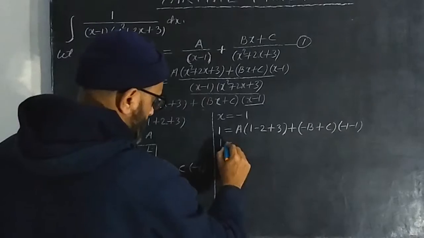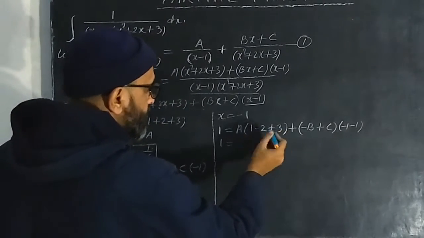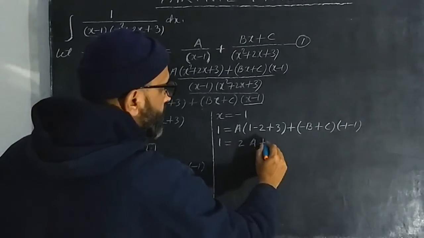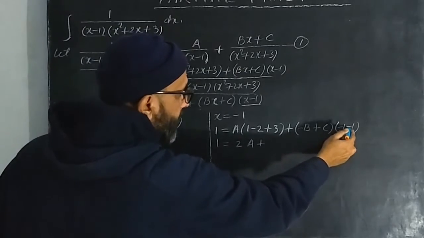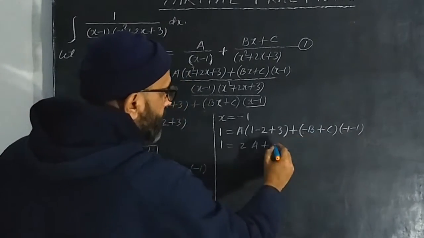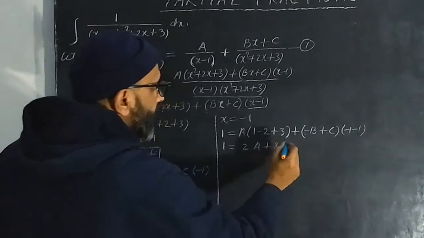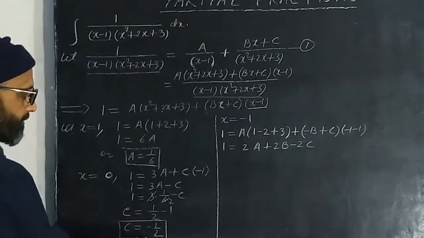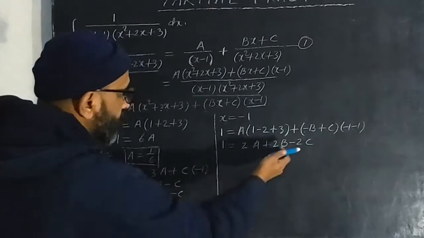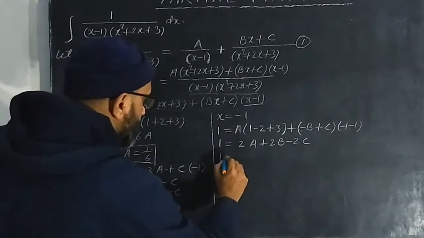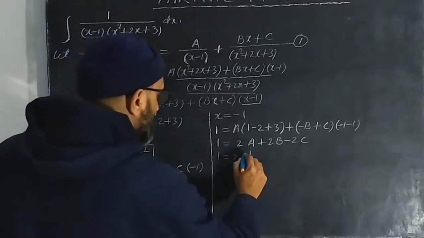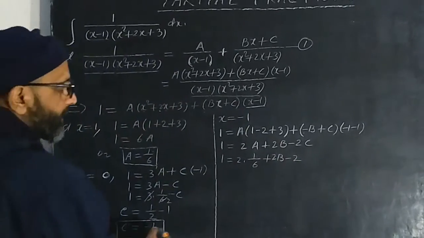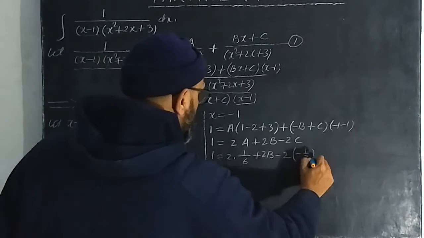So simplifying, we get 1 is equal to 1 plus 3 is 4, 4 minus 2 is 2, so we get 2a plus, because there is minus 1 it becomes minus 2, and minus 2 multiplied by minus b becomes plus 2b, and minus 2 into c is minus 2c. Now substituting the value of a and c we have already calculated, in this expression we may find the value of b. So 1 is equal to 2 into a, which is 1 upon 6, plus 2b minus 2 into c, which is minus 1 upon 2.